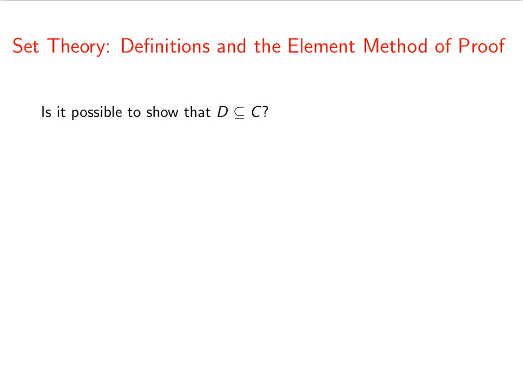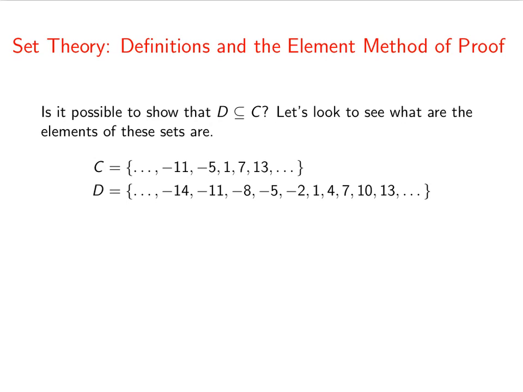So what I want to do is show, is it possible that D is a subset of C also, going the other direction? Or maybe D is not a subset of C. So let's look to see what the elements of these sets really look like. So C looks like, well, it starts at negative 11, negative 5, 1, 7, 13. I shouldn't say starts there. I mean, it doesn't really start anywhere.